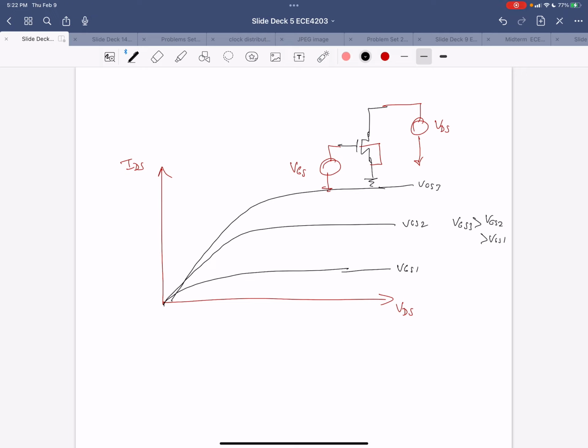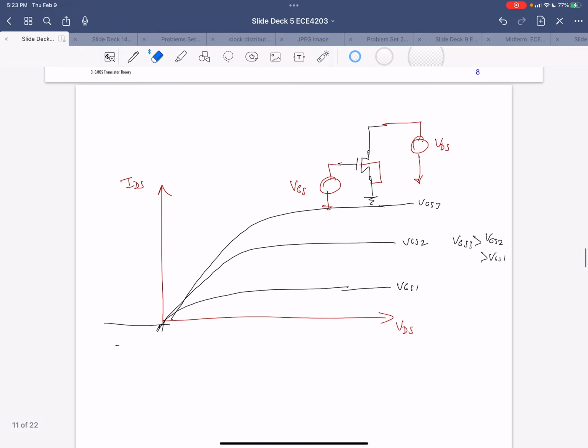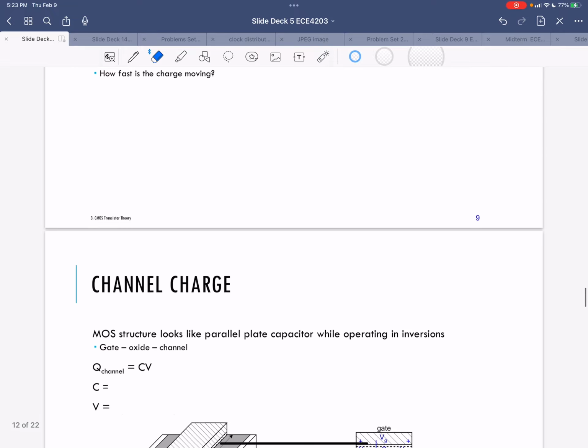except because it's a PMOS and the substrate is made out of N-type as opposed to P-type, and the source and drains are P plus instead of N plus as in the NMOS case, everything is flipped. So your currents are going to be running in the opposite direction for a PMOS. But let's not confuse those two situations. Okay, so those are the curves that you will end up with.